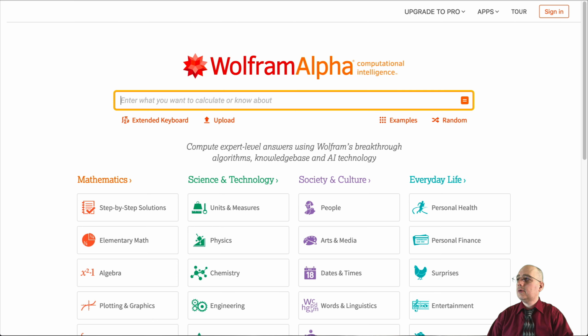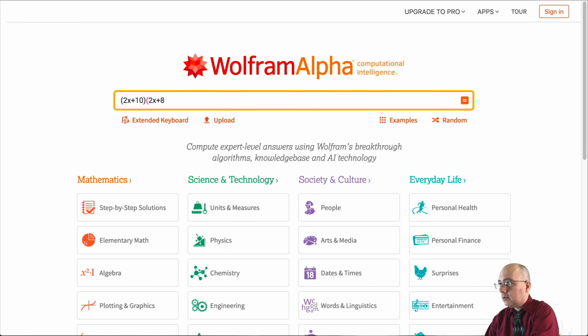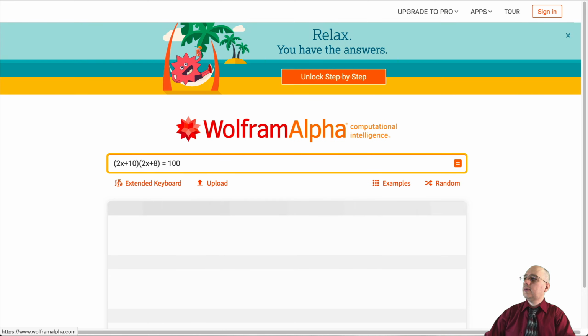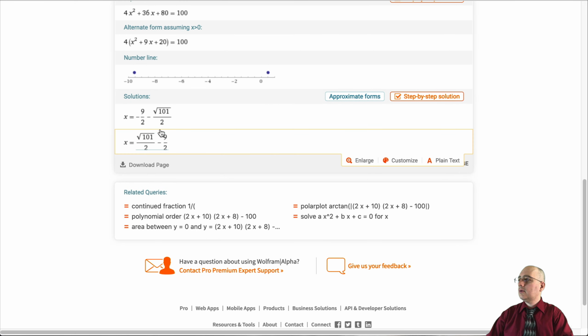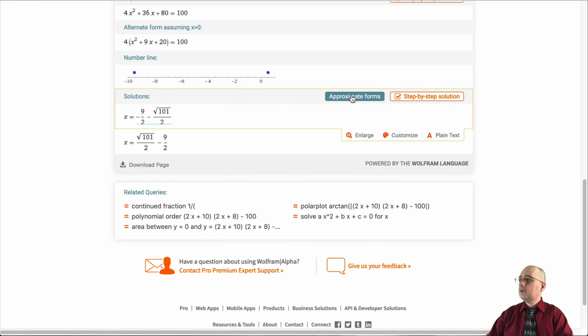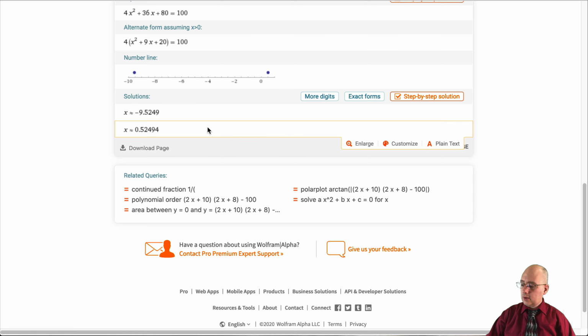And for a final confirmation, let's just go to Wolfram Alpha and enter the equation equal to 100, hit solve, and there we go. Here are the solutions. Here are the approximate solutions that we found before, and we're good to go.